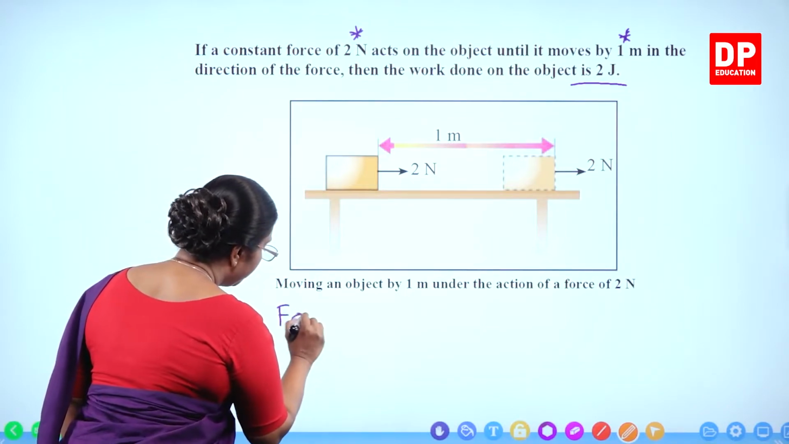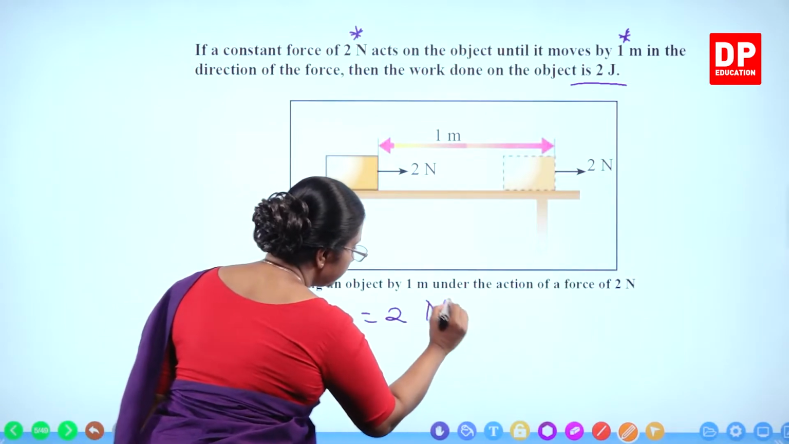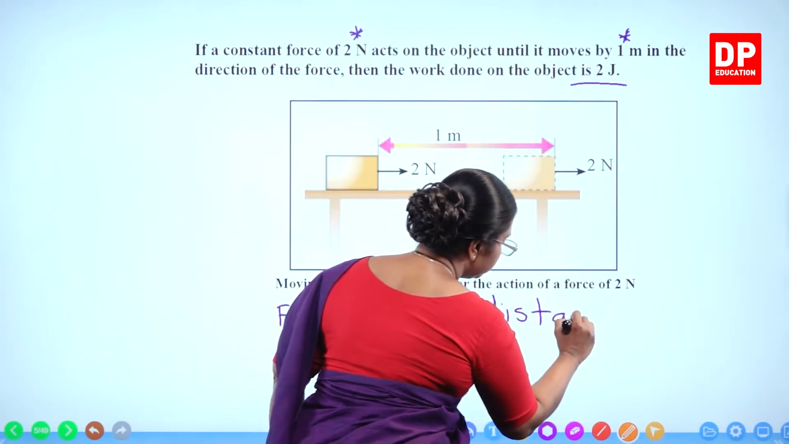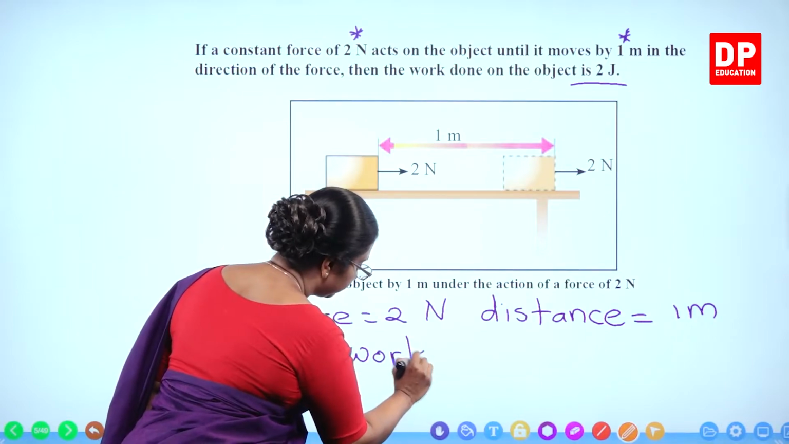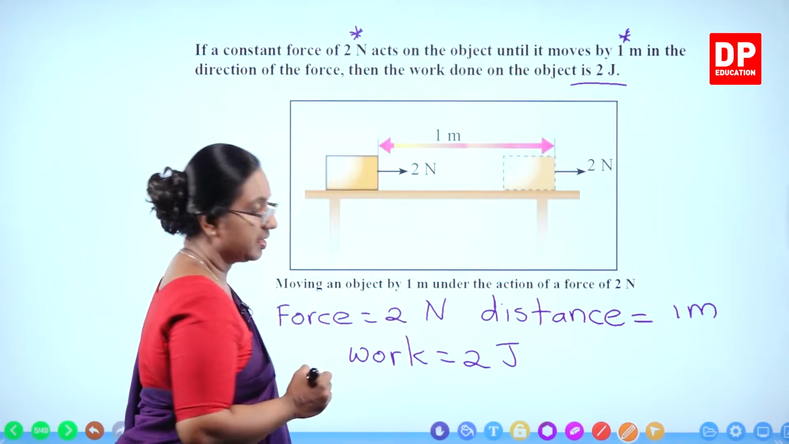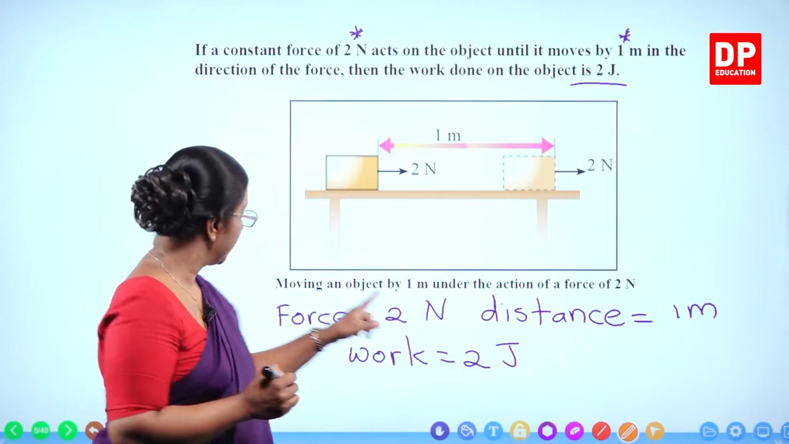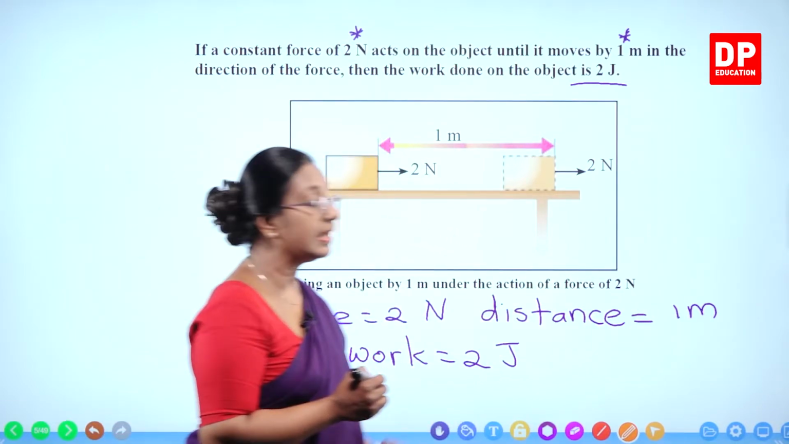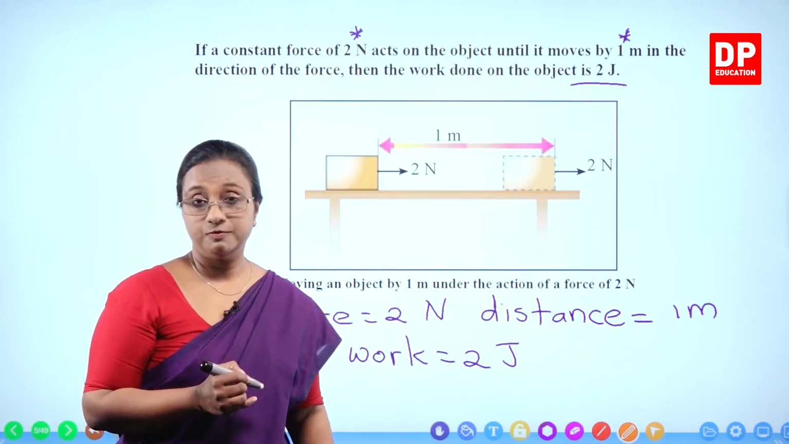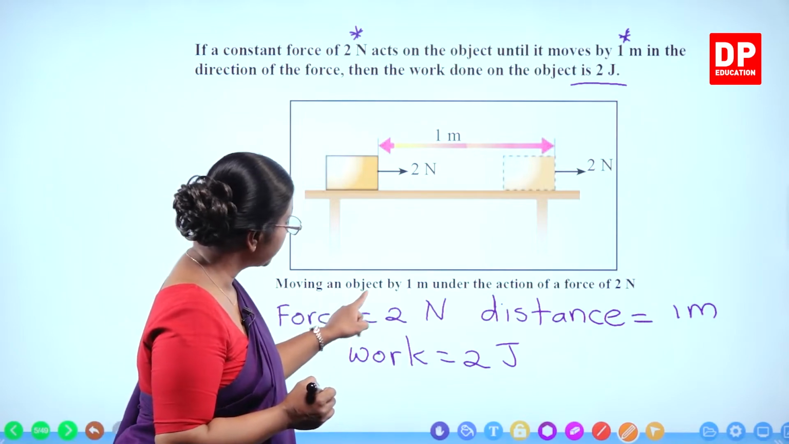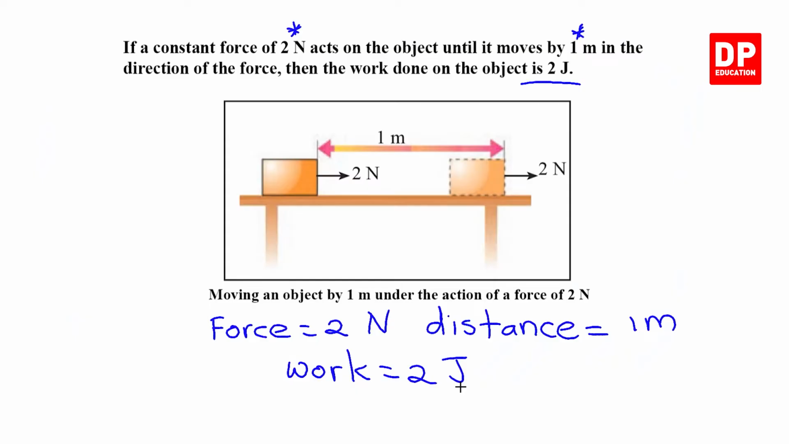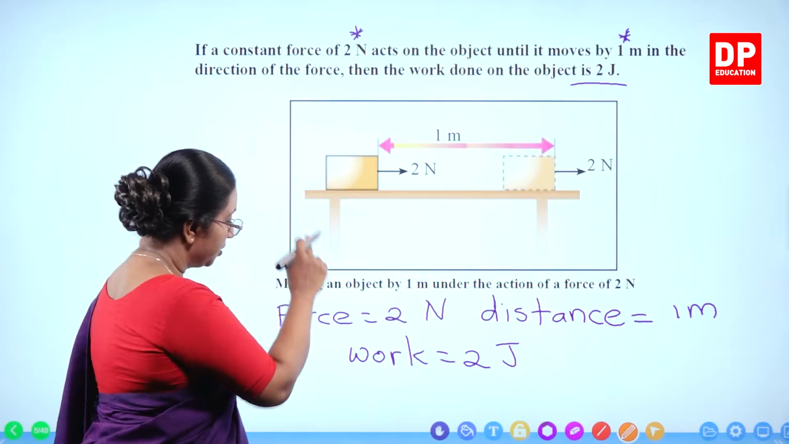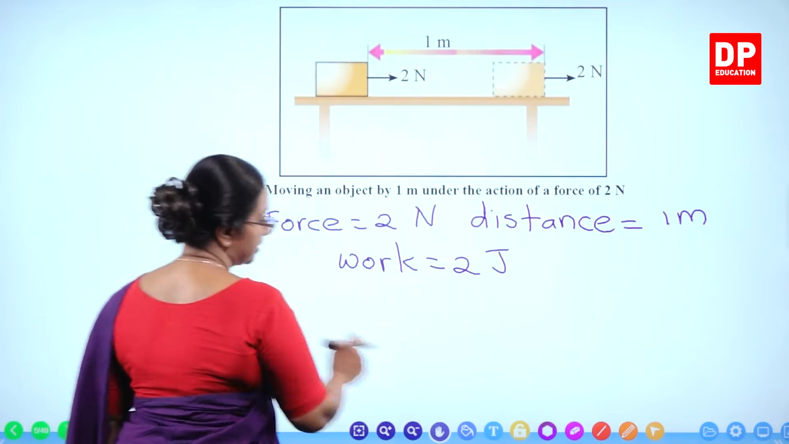When force is 2 newtons, distance is 1 meter, work becomes 2 joules. So here also you can understand the relationship. Magnitude of force multiplied by distance will give you the work. Moving an object by 1 meter under the action of a force of 2 Newton, the work will be 2 joules. So when you increase the magnitude of force, work increases. From these, students, we can come to this understanding.